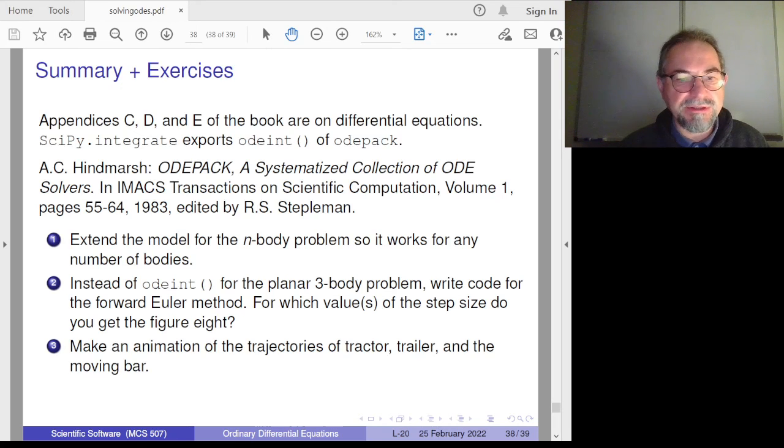There are some exercises. The most interesting one I suggested is the animation for the tractor and the trailer. There are also interesting exercises as far as coding goes: you can look at many-body simulation. Ultimately, this could be used for a simulation of the solar system. That would be a very nice project. Or you can look for actual data of the system of the Earth, Moon, and Sun, or a satellite and Earth and Moon.